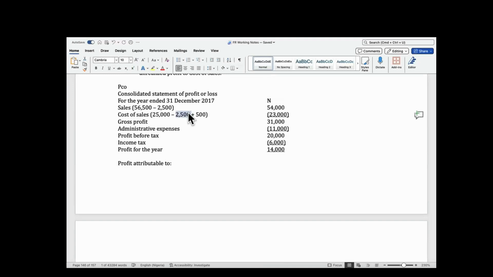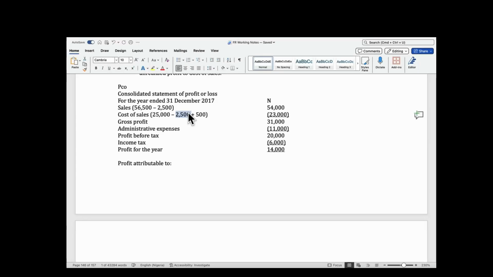Additionally, whatever profit that is made, remove it from the group profit. In this case, the subsidiary made 1,000 naira profit, whatever it is. And that profit, we said that we eliminate it to the extent that it remains in inventory.